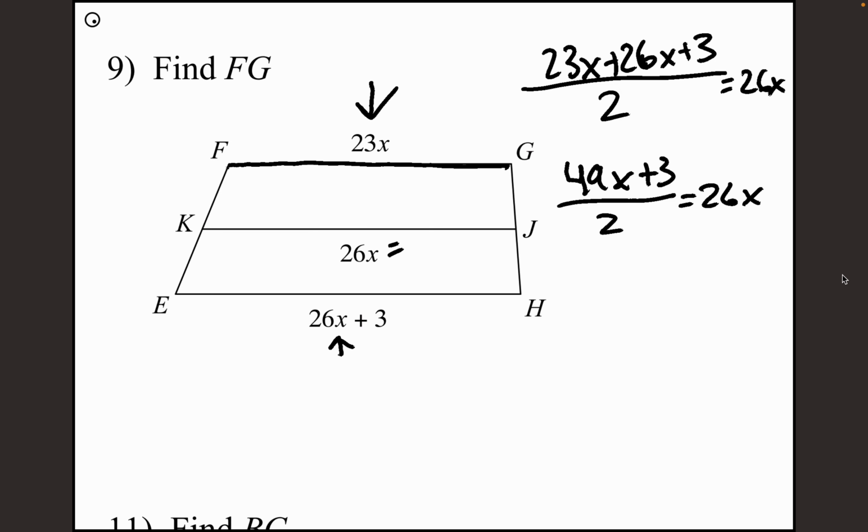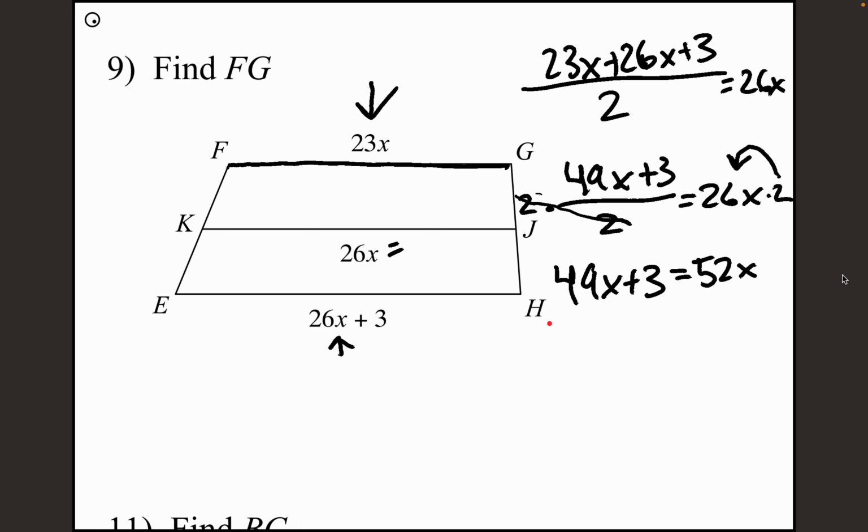Now I've got to get rid of the 2 on the bottom. So you have to multiply both sides times 2. When that happens, these 2's cancel out like normal, and that leaves us with 49x plus 3. Then we need to multiply everything on the right times 2. Luckily on the right, it's just 26x, so we just do 26 times 2, and that gives us 52x.